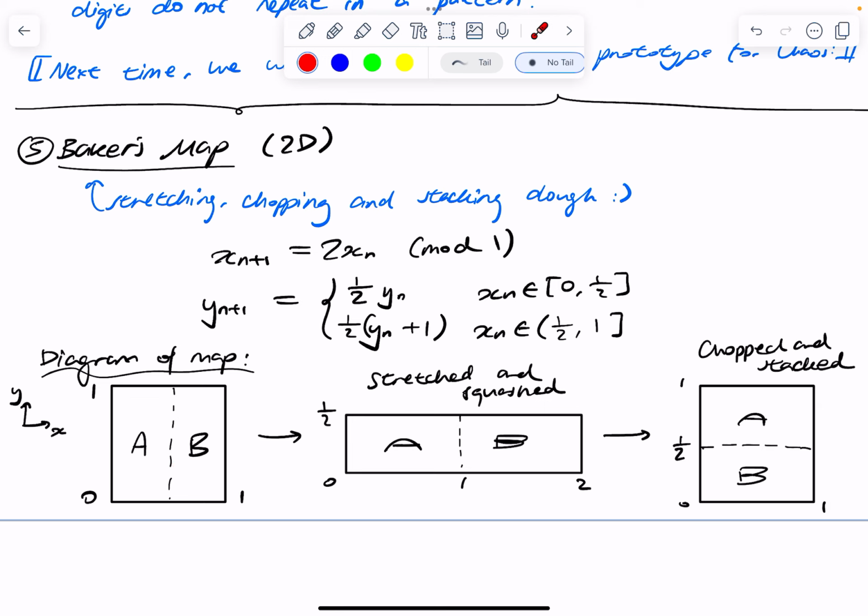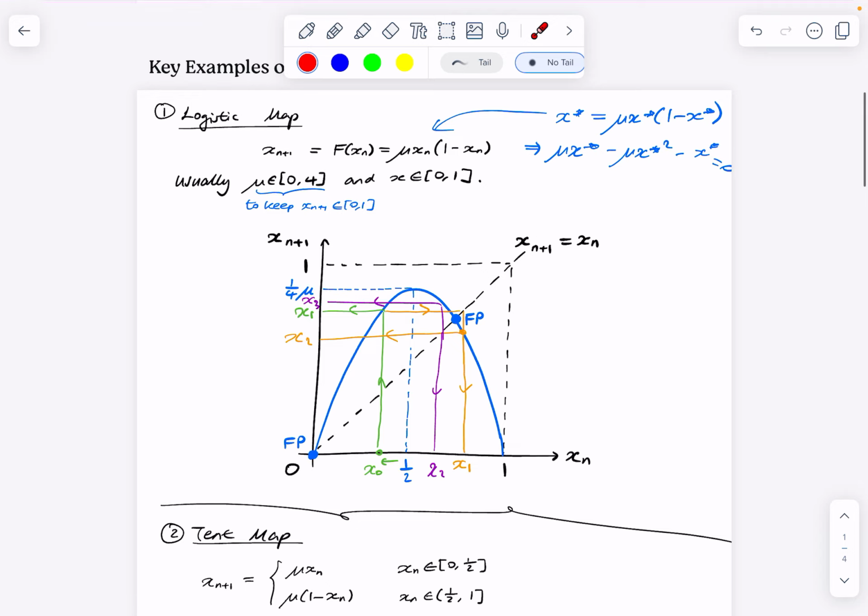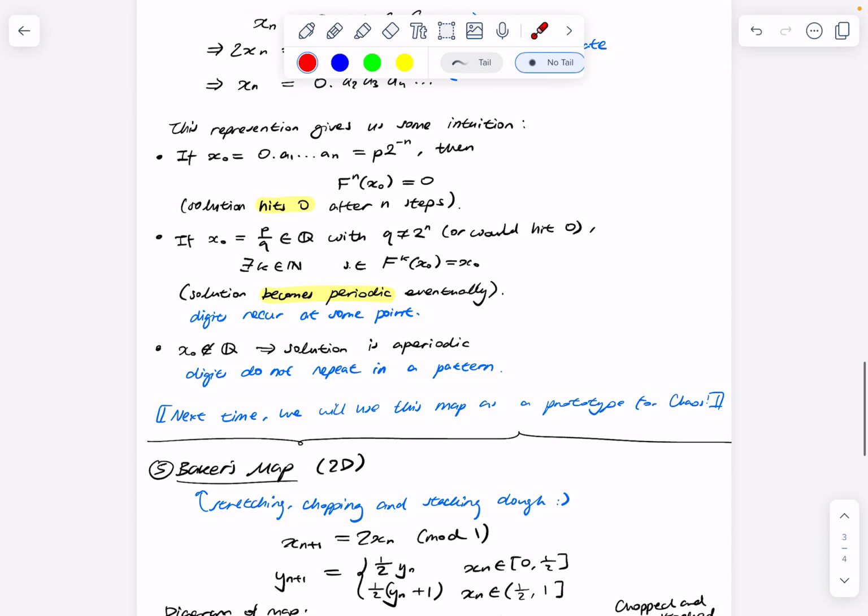Basically what this map does is we stretch this and then we squash it so that you get this shape. We've stretched it by a factor of 2 in the horizontal direction, and we've squashed it in half, or stretched by a factor of half, in the y direction. So we get this, and then imagine we cut along this dotted line and we stack them together, like so. That's what the map is doing. And that's why it's called the Baker's map, I guess, because it's kind of like you're stretching, chopping, and stacking dough.